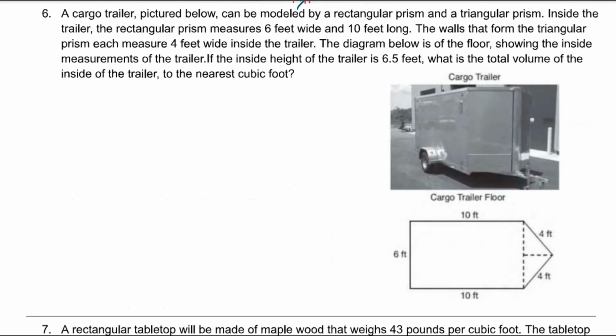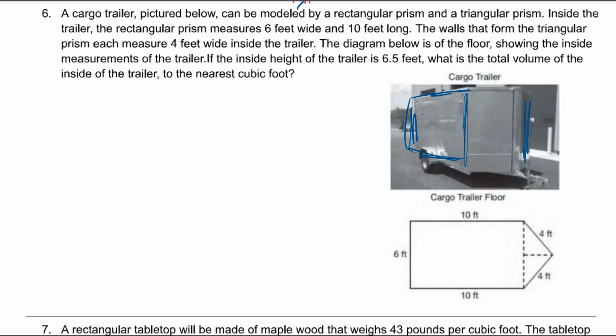Number 6. A cargo trailer pictured below can be modeled by a rectangular prism and a triangular prism. So it looks like, I don't know if you've ever seen one of these, but the back part's a rectangular prism, and the front part kind of comes out to be a triangular prism there. The rectangular prism measures 6 feet wide by 10 feet long. The walls that form the triangular prism each measure 4 feet wide inside the trailer. The diagram below is of the floor, showing the inside measurements of the trailer.